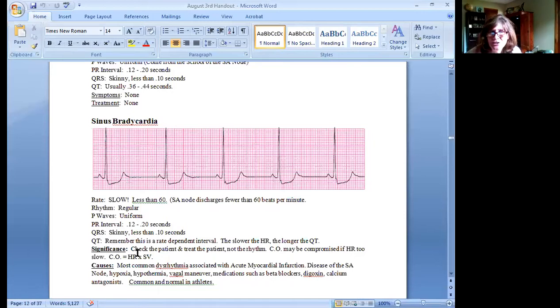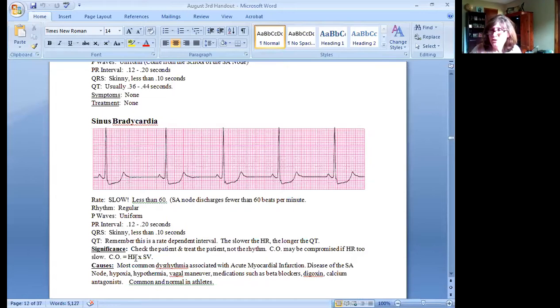All right, so this is a slow rate. We said that it's 46. Very regular rhythm. P waves are beautiful. Everything looks great. But we got to think about that equation. Cardiac output is equal to heart rate times stroke volume. If your cardiac output is dipping, it might be because it's a slow heart rate. That's what's going on. You know, it could be that.